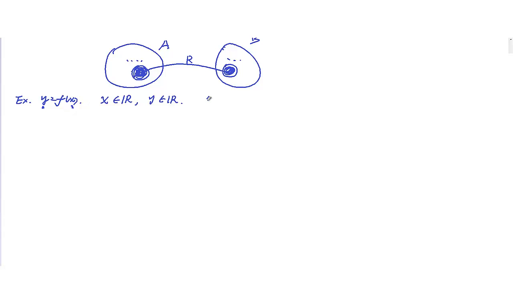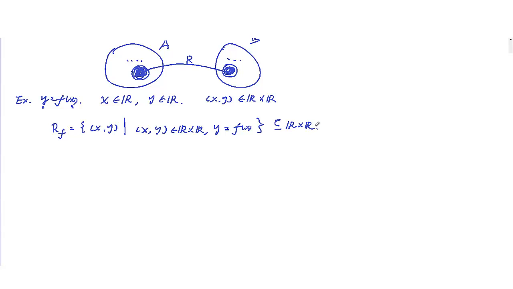So we talk about (x, y) as a point in the real numbers cross the real numbers. So this is the Cartesian product of real numbers. Now the relation can be defined by (x, y), that's a coordinate, where x and y are in the real number set cross the real number set, and also y equals f of x. So this will be a relation, and it is a subset of R cross R.